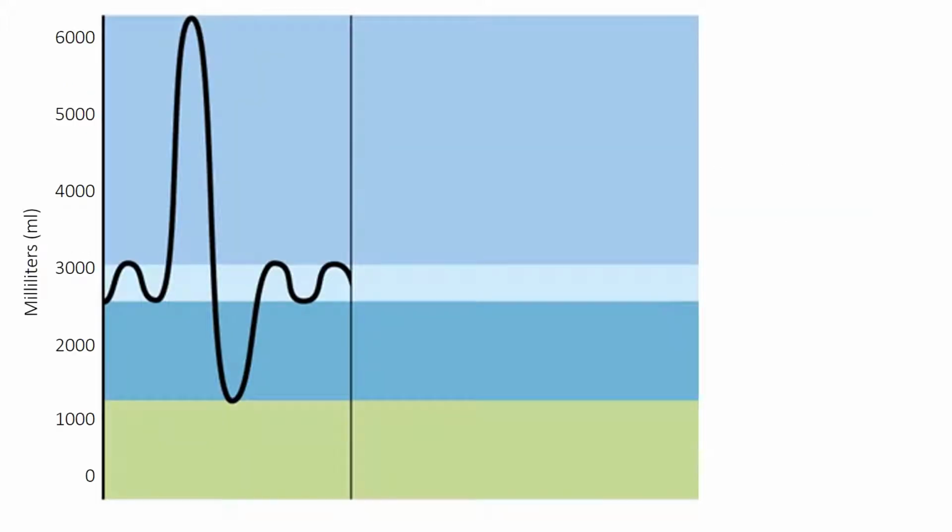The first volume we need to know is our tidal volume. This is the amount of air that's inhaled and exhaled with normal, quiet breathing over the course of a minute. It's about 500 milliliters.